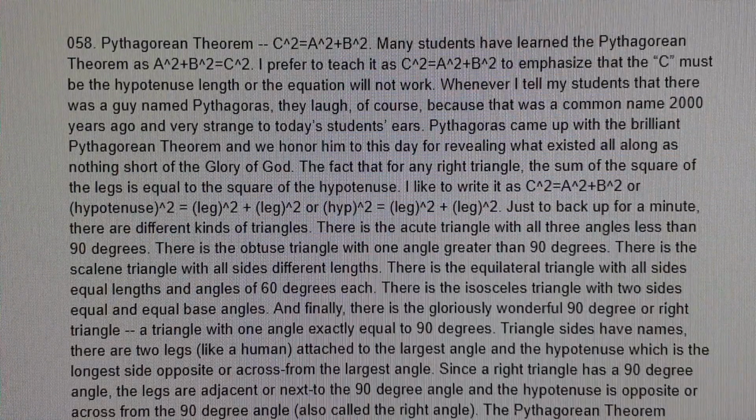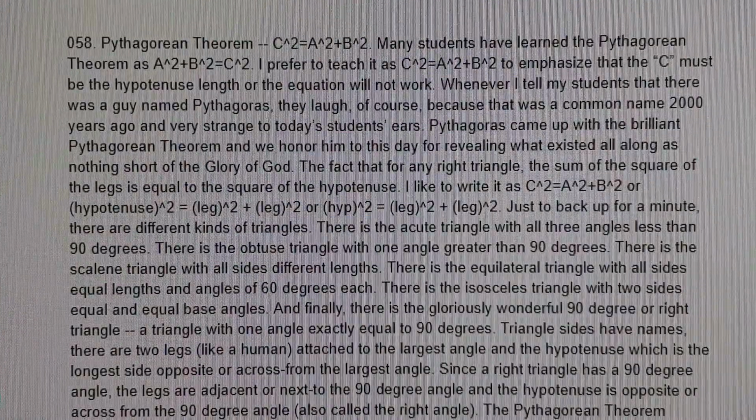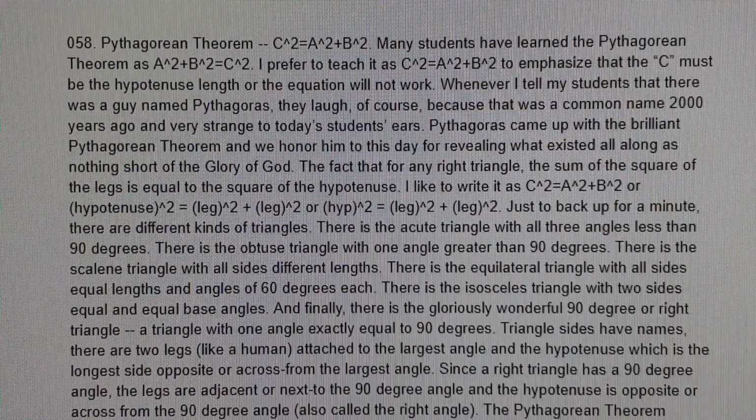Pythagorean Theorem: c squared equals a squared plus b squared. Many students have learned the Pythagorean theorem as a squared plus b squared equals c squared. I prefer to teach it as c squared equals a squared plus b squared to emphasize that the "c" must be the hypotenuse length or the equation will not work.